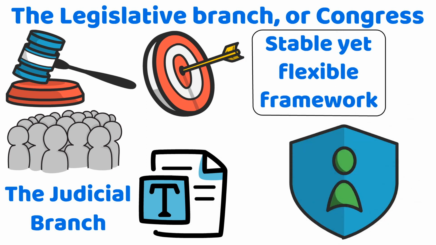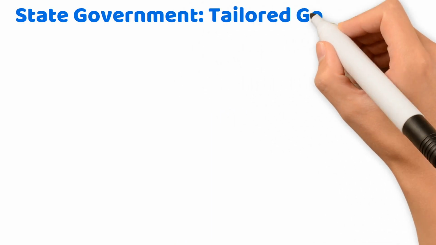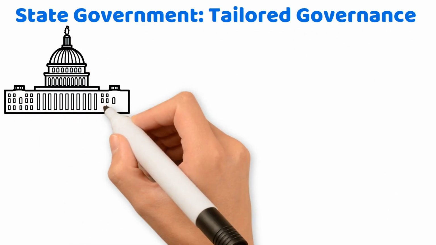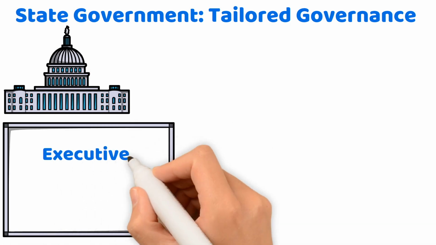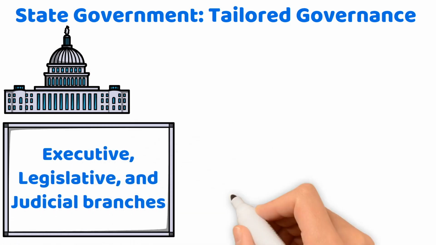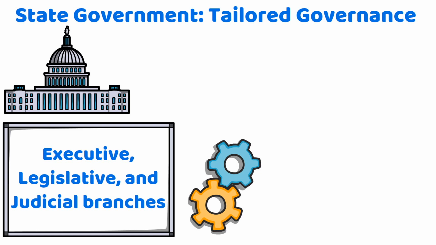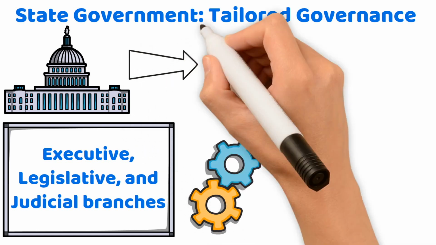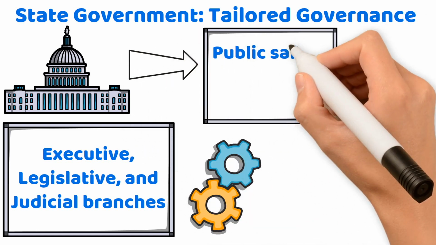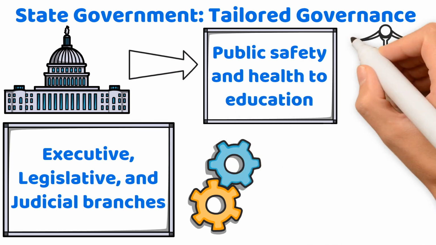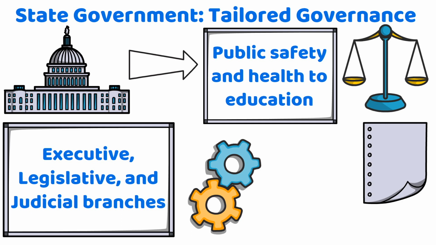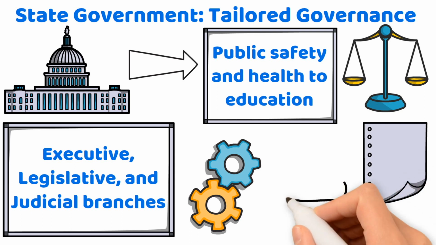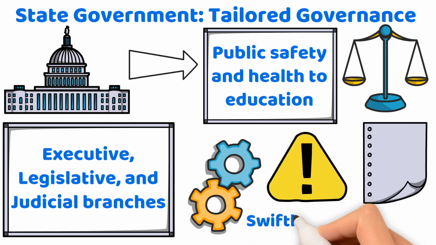The purpose of this 3-tiered system is to provide a stable yet flexible framework that maintains the unity and security of the entire country. State government, tailored governance. Moving to the state government, which mirrors the federal structure with its own executive, legislative, and judicial branches, but operates within the confines of state boundaries. State governments handle everything from public safety and health to education, tailoring their laws and policies to meet the unique needs of their residents. It's a dynamic system where state-specific issues can be addressed swiftly and effectively.